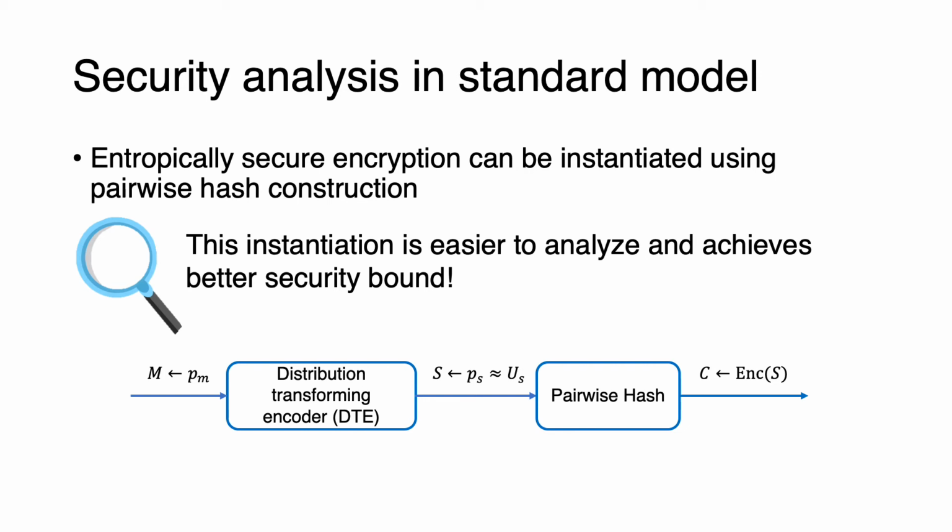As a result, we have shown the DTE-then-Hash construction achieves target distribution semantic security using a pairwise hash function, while previous analysis requires using a q-wise hash function for a rather large q. This instantiation is much easier to analyze, and it even achieves a slightly better security bound.